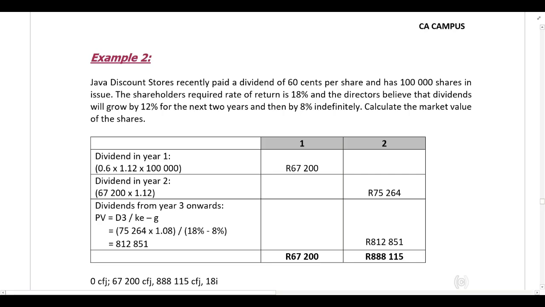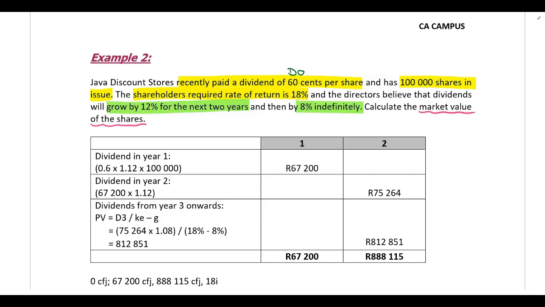So we still have Java discount stores recently paid a dividend of 60 cents per share. So if that's what they recently paid, that is D0. They still have 100,000 shares in issue. The shareholders' required rate of return, or the cost of equity, is 18%. The directors believe that dividends will grow by 12% for the next 2 years and then by 8% indefinitely. And you need to calculate the market value of the shares.